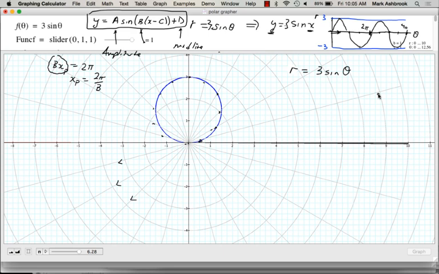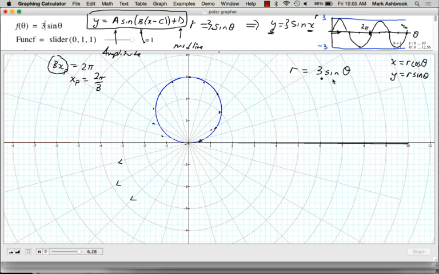We need to get this in terms of x and y. So what do we know about changing coordinates? What is x equal to in polar coordinates? And what is y equal to? X equals r cosine theta. That's always true. X is always r cosine theta, and y is r sine theta. So somehow we've got to get x and y involved here.